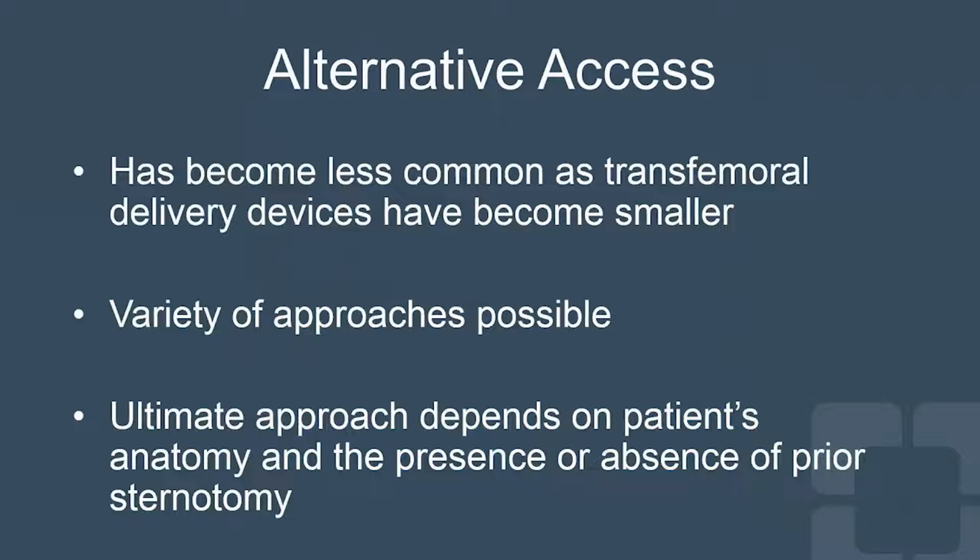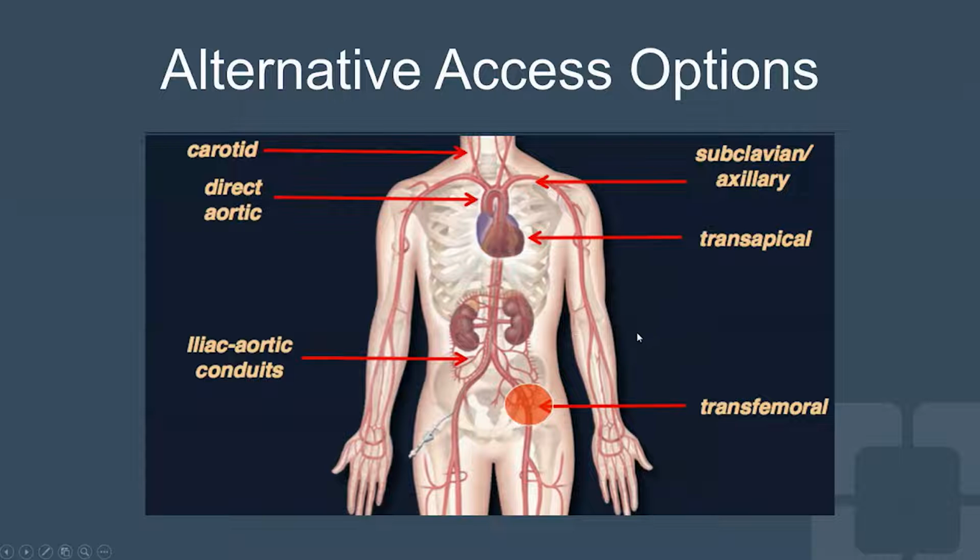Traditionally, the TAVRs are performed transfemorally. However, there are patients whose transfemoral access is just not adequate, for example, patients who have peripheral vascular disease and patients who have small iliac arteries. So in these patients, alternative access is needed through a variety of other approaches. Over time, the devices have become smaller and smaller, and the need for alternative access has decreased.